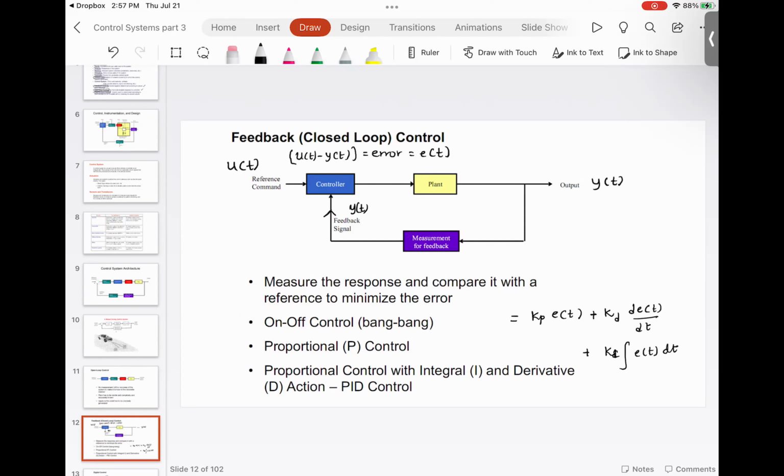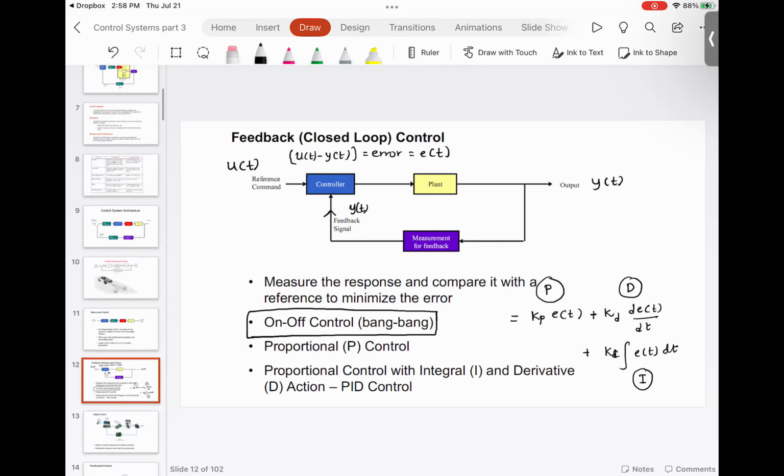So this becomes P control, this becomes D control, and this is I control. So you have proportional control, derivative control, and integral control. And you have this very simple on-off, which is called the bang-bang type control. You turn the system on, you turn the system off. You can have a proportional control, just add proportions, or you can have a proportional control with an integral and derivative control.